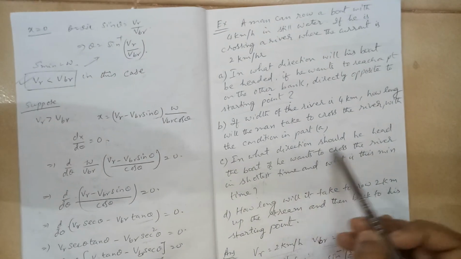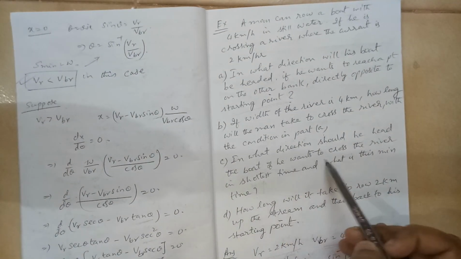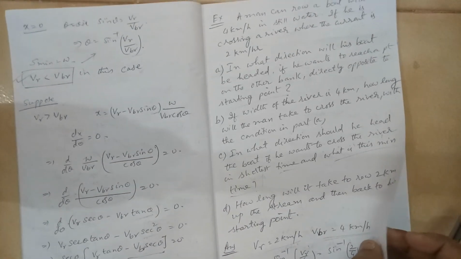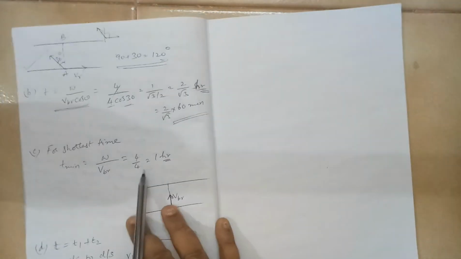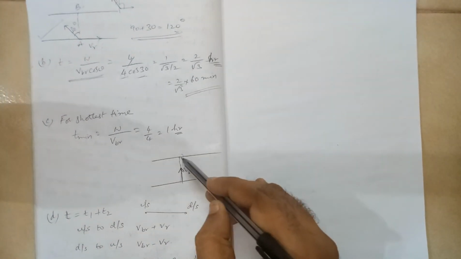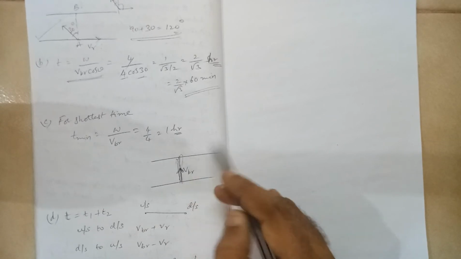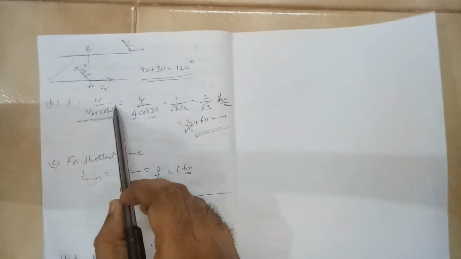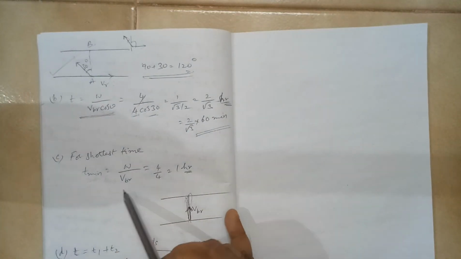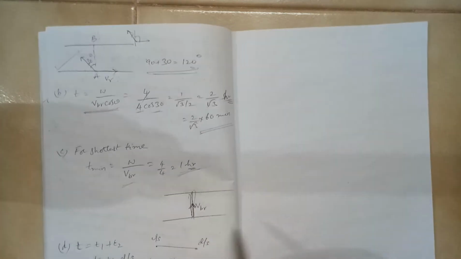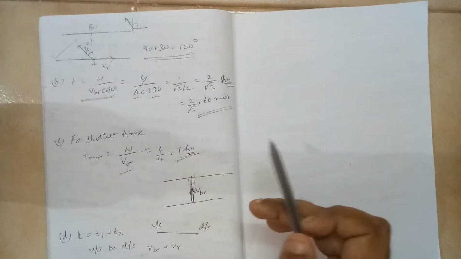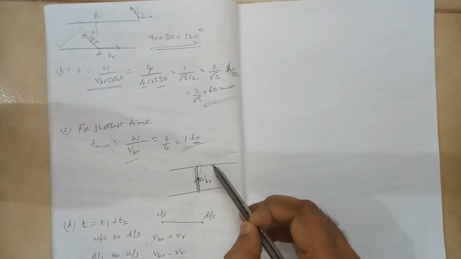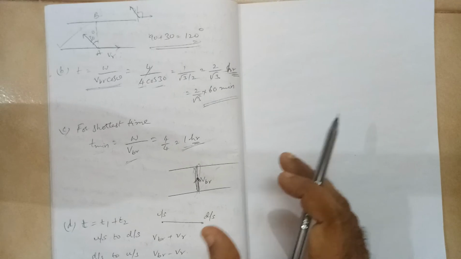Third question, in what direction should he head the boat if he wants to cross the river in shortest time, and what is the minimum time? Okay, he wants to go in the shortest time. We have seen the derivation. If he has to go in the shortest time, he has to go absolutely straight. Okay, so in this situation, T minimum will be, this term will become 1. So W by VBR, so 4 by 4, he will take 1 hour. Okay, see, shortest time doesn't mean that he will reach exactly the opposite point. He will drift away. Okay, so understand the difference between the two cases.